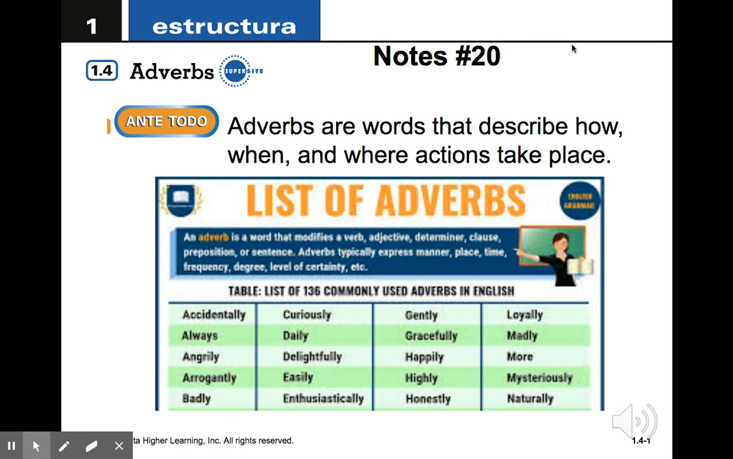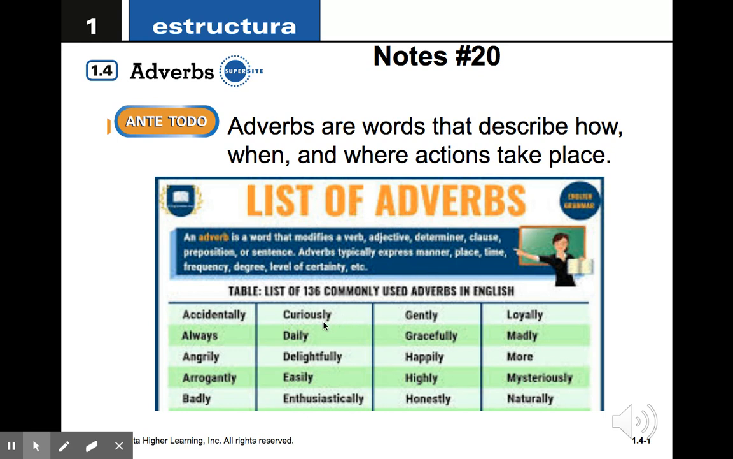Hoy vamos a hablar sobre los adverbios. Now, if you're not a grammar guru, in English, adverbios are adverbs. So what is an adverb? Adverbs are words that describe how, when, and where actions take place. So essentially, an adverb describes a verb or an action word.